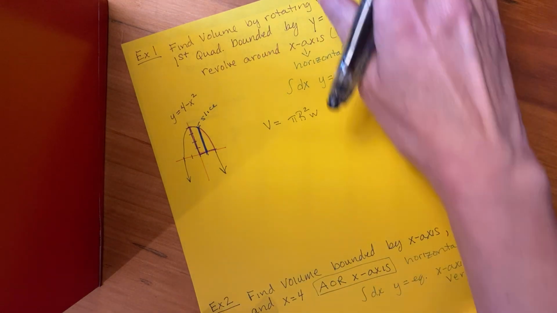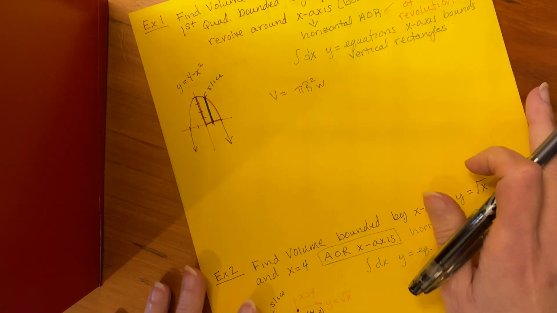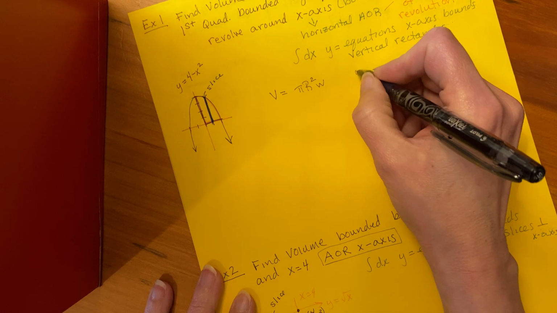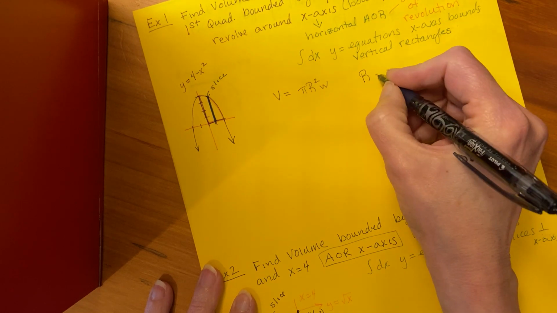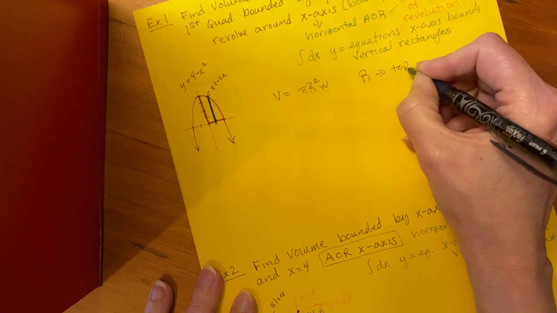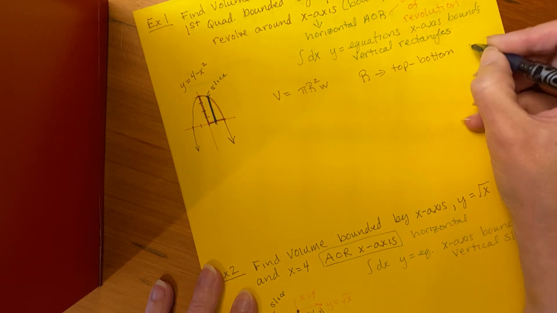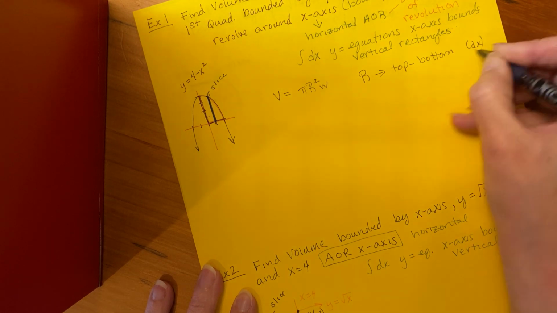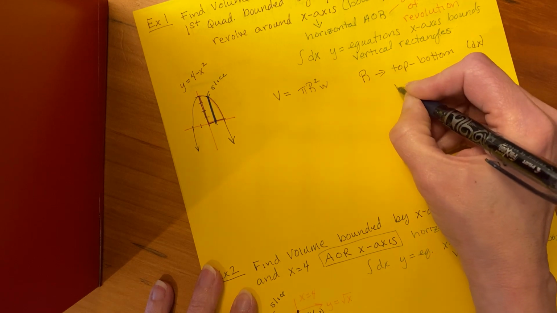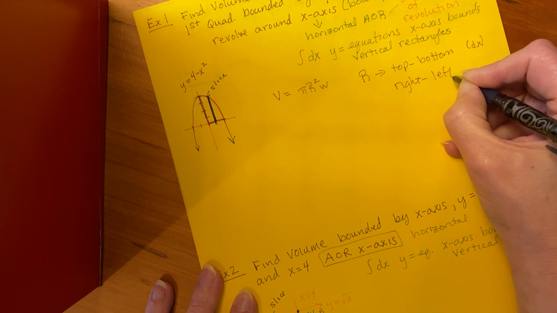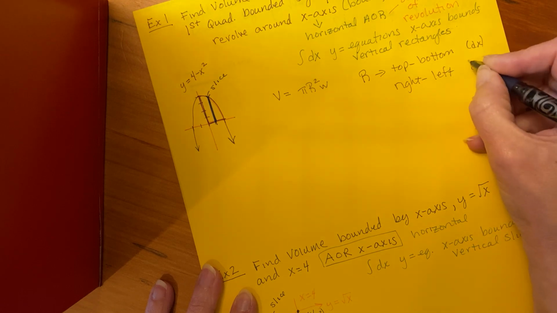This will all be more understandable when we look at an example. Now let's talk about how this is going to work. If we can figure out a way to represent R, which is going to be top minus bottom if we're doing this with respect to x, that'll be dx. Or if we're doing right minus left, that would be when we do this with respect to y, okay?